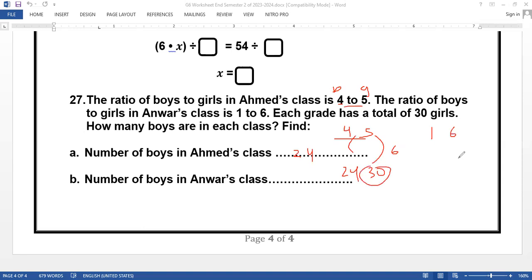Here 6 becomes what? 30. So I multiply 6 by 5. So multiply 1 by 5, we have 5. It's very obvious because from the beginning, 4 to 5 is greater than 1 to 6. For each 6 girls, we have only one boy. So we have 5 boys in our class.